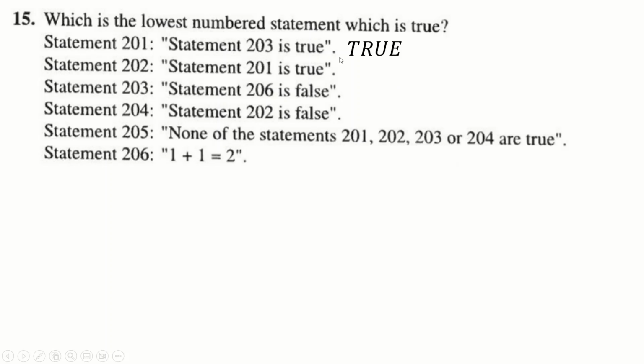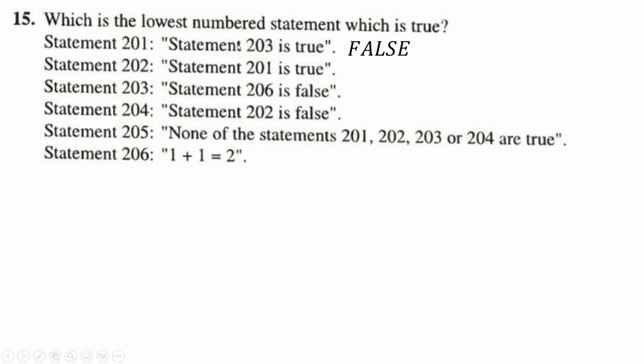So let's just say that this statement is true. That of course means that this statement is true because that's literally what it says. Now this statement must be true, which means 206 is false, but 206 isn't false, right? 1 plus 1 is definitely 2. So we've got a contradiction, which means we go back to the start and we say, okay, that one must be false then.